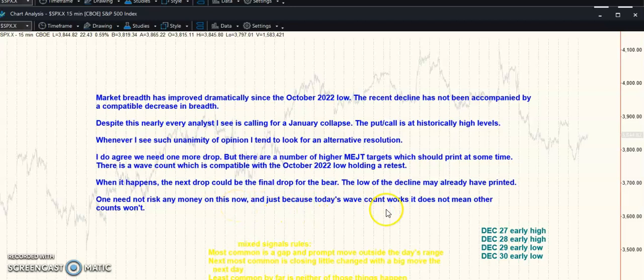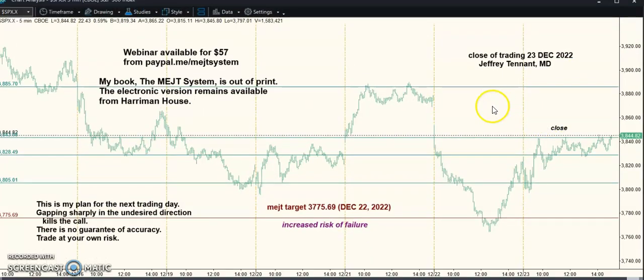And just because today's wave count works doesn't mean other counts won't. But we have the wave count, the breadth improvement, and sentiment indicators, all of which are compatible with a major low coming up, and next year being a very positive year.